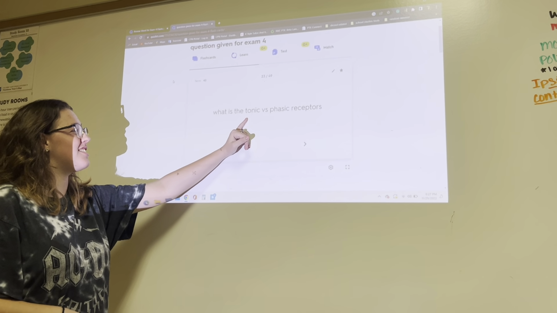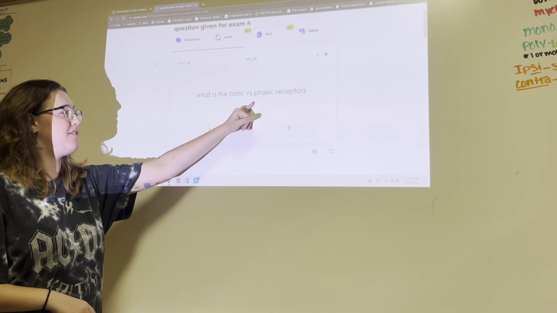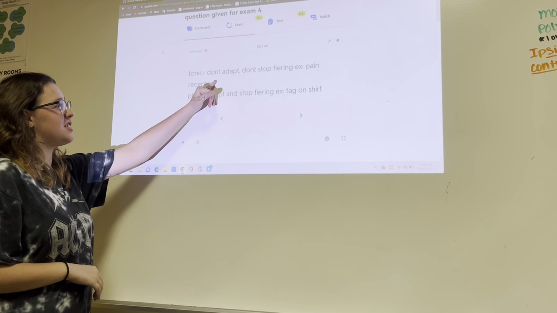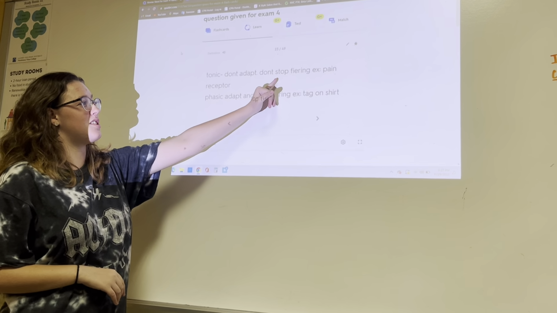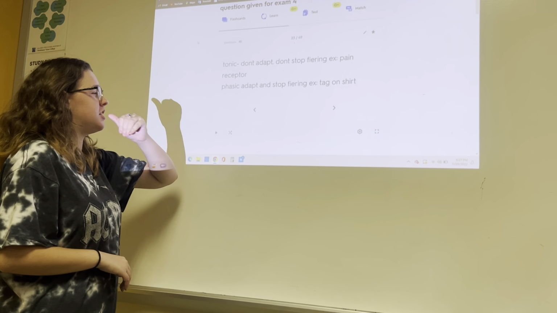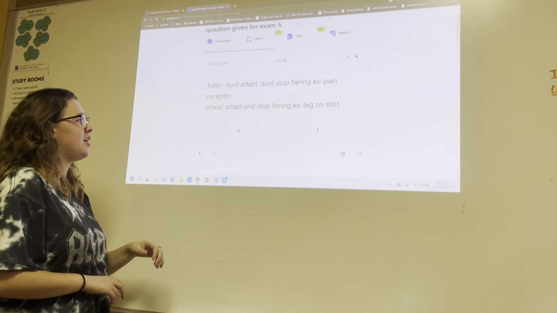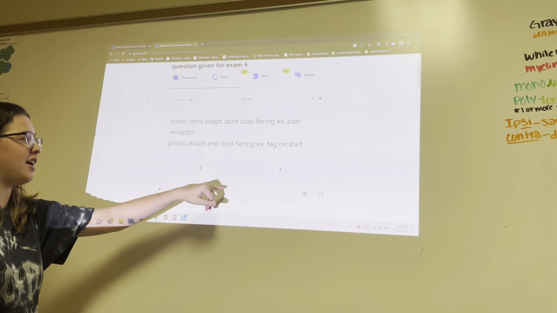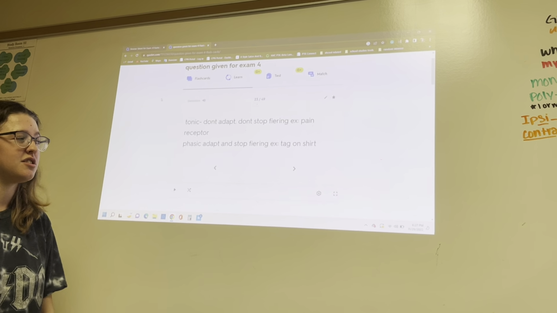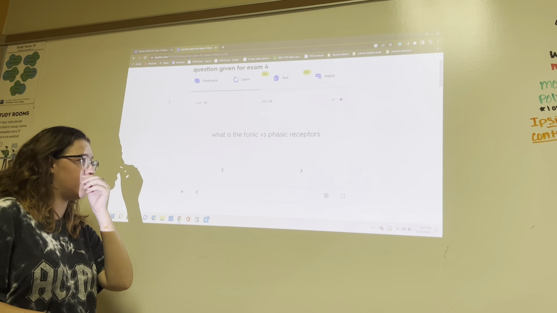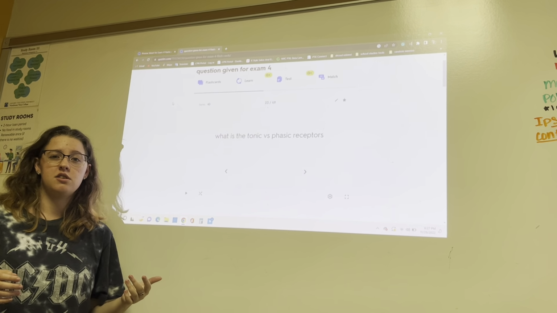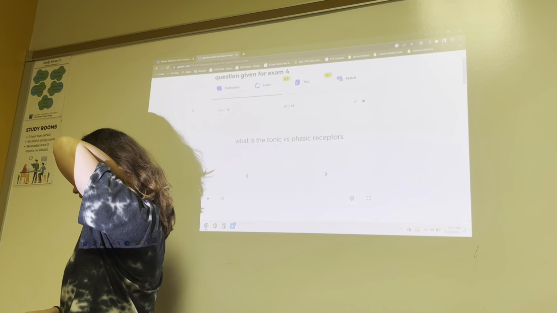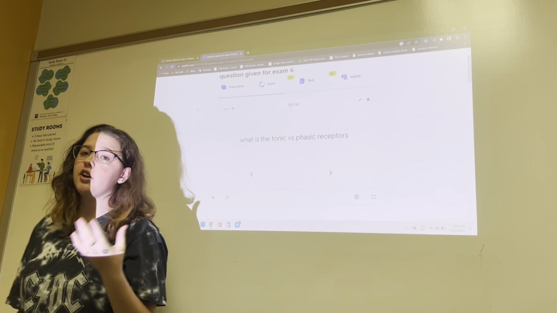What is the tonic versus phasic receptors? So tonic does not adapt, doesn't stop firing. So this is going to be like a pain receptor. And then phasic adapts and stops firing, like a tag on your shirt. So those are the examples that our teacher gave.